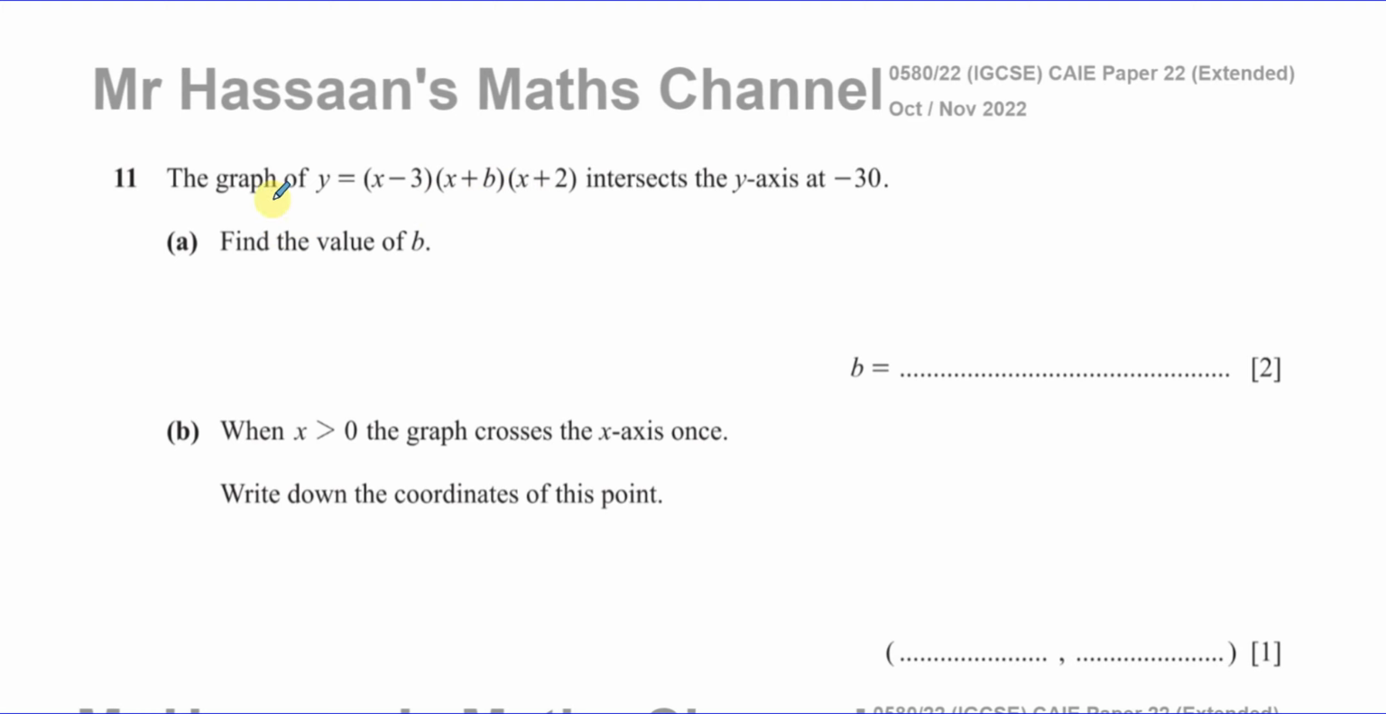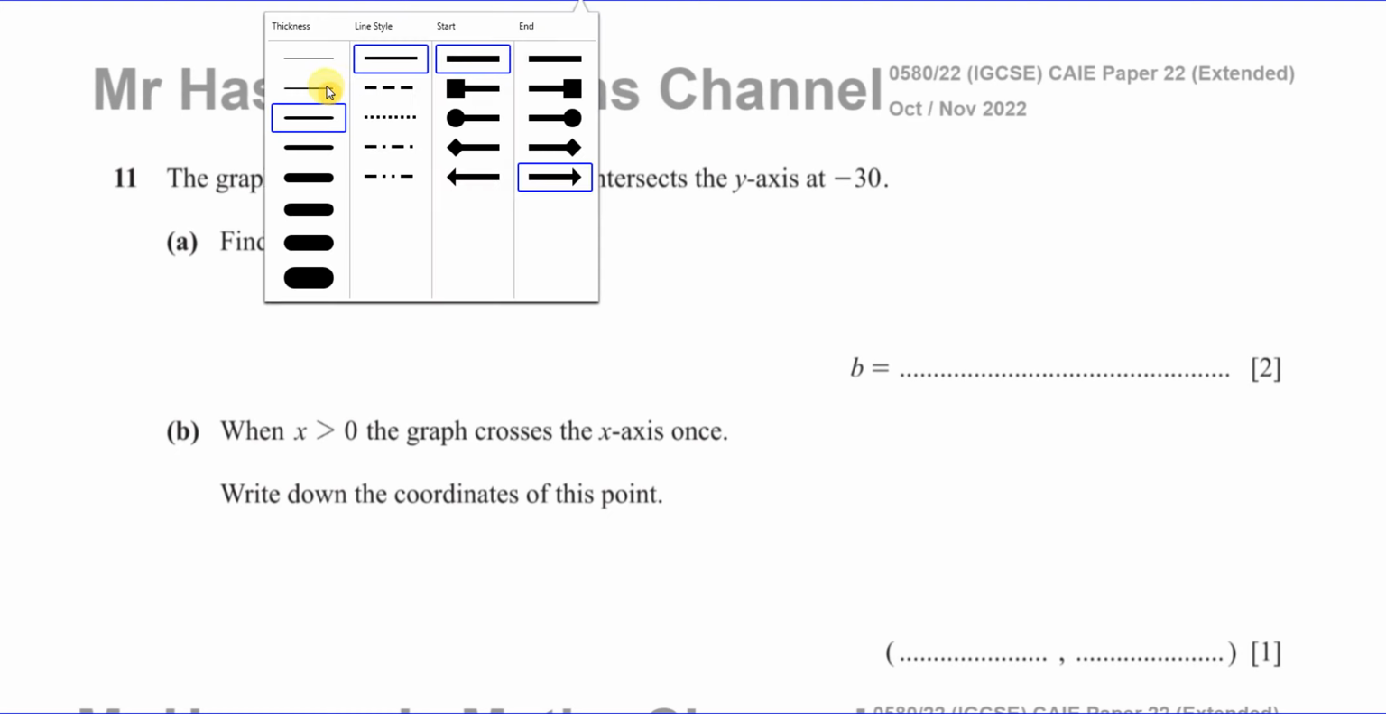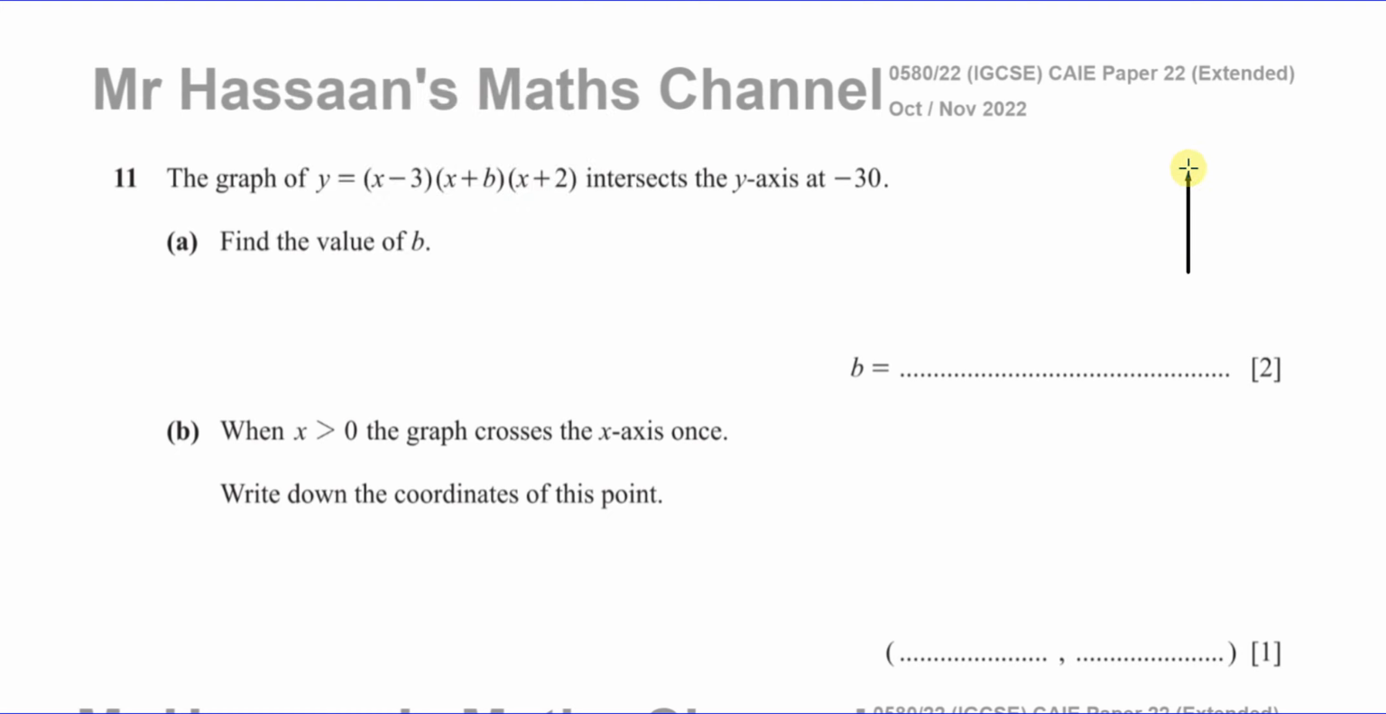So it doesn't matter what type of graph it is, whether it's a straight line graph, a quadratic, a cubic, as this is, because you're going to have x times x times x cubed, a reciprocal graph, or an exponential graph, whatever type of graph it is, if they told us that it intersects the y-axis at negative 30, what we should know is that on the y-axis, the value of x is 0.